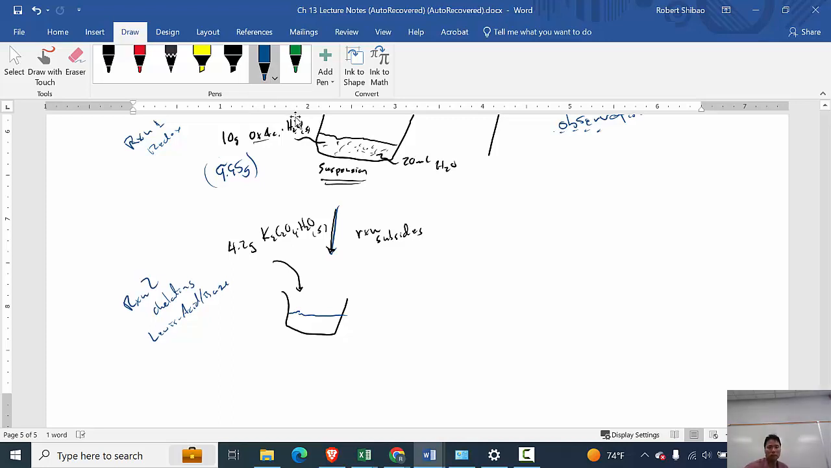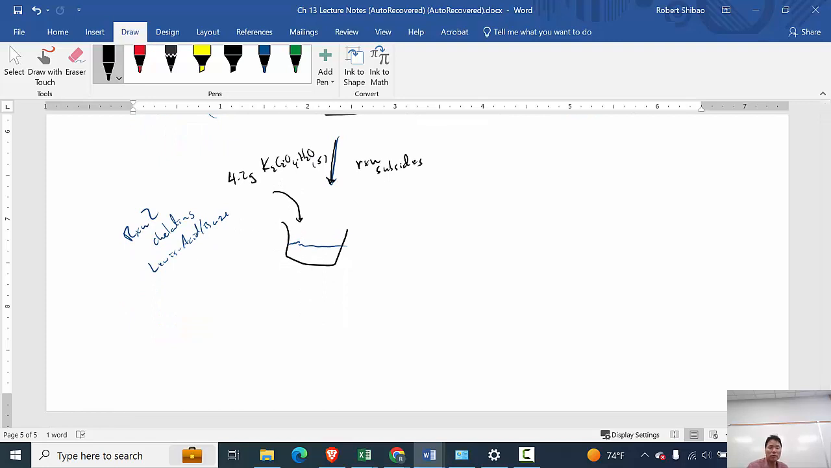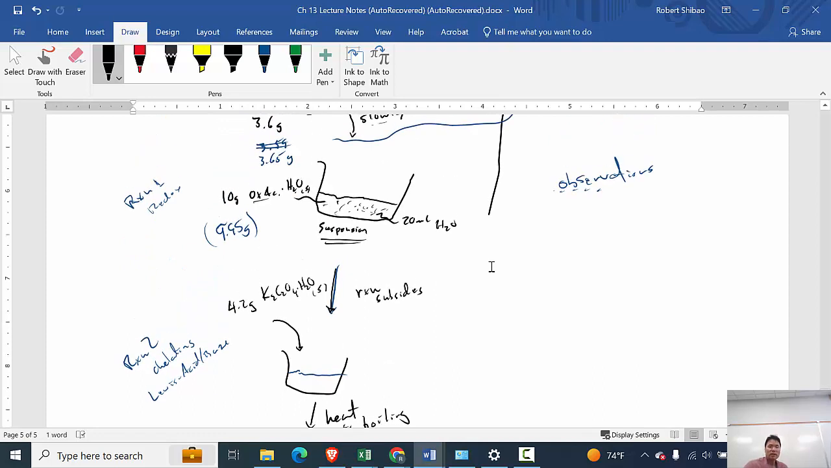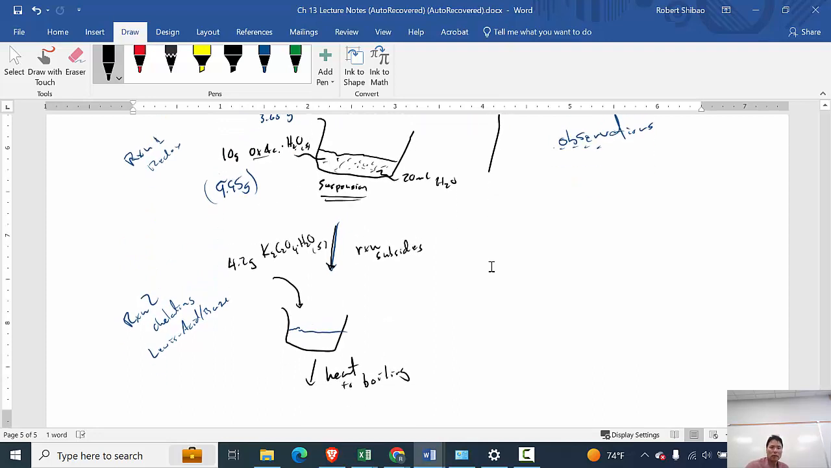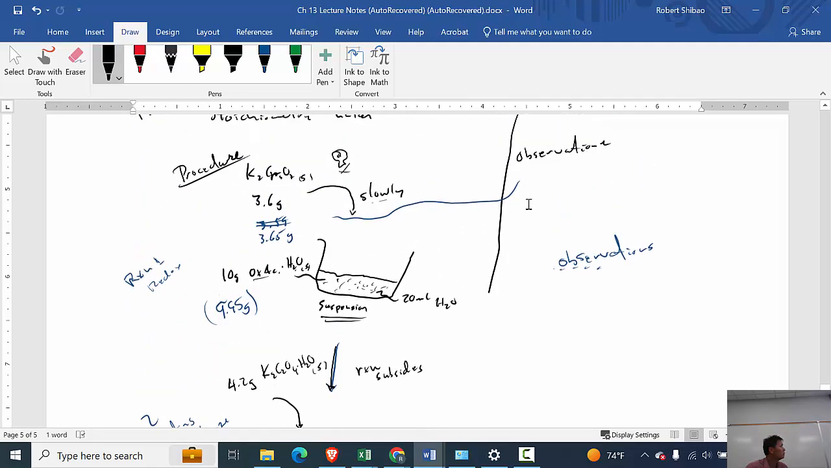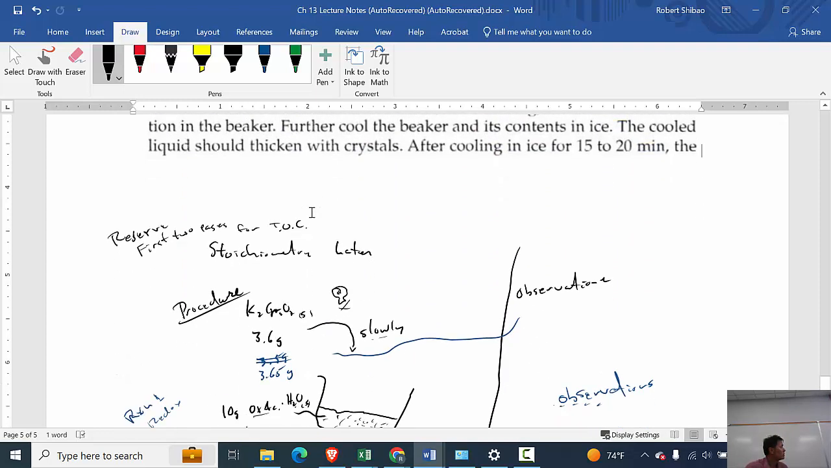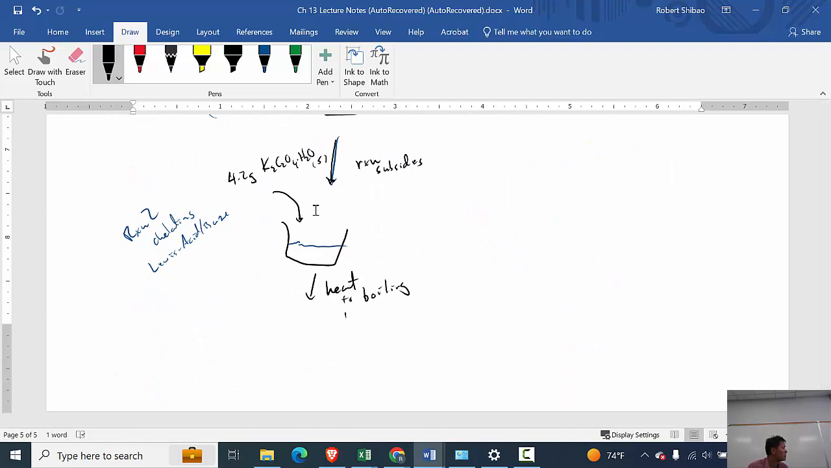There. All right, and then we're going to heat this to boiling. So we add 4.2 grams and then heat to boiling. That's going to help the oxalate and oxalic acid to chelate the chromium-3. So we want to heat it for 10 minutes. Heat to boiling for 10 minutes.